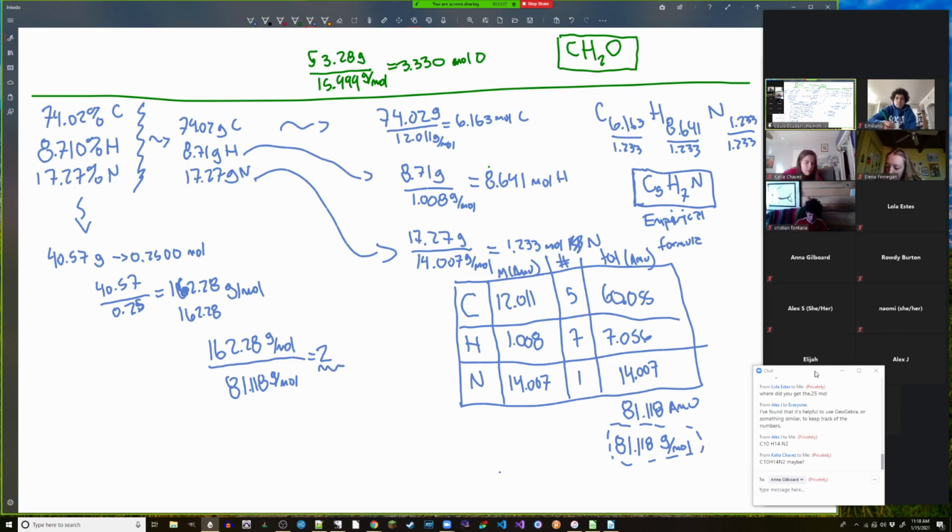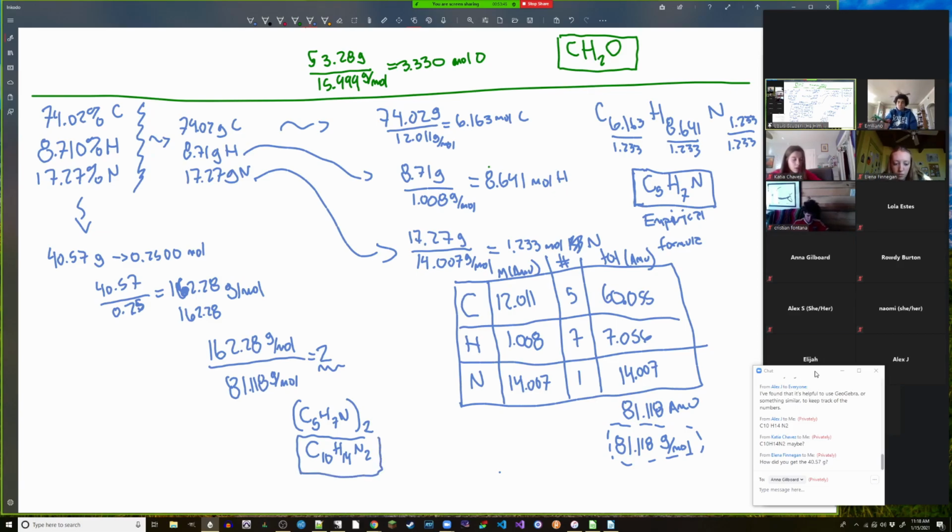And so this number that we just got from doing this division, we go through this formula, and if we want to do it really technically, we put the formula in parentheses, C5H7N, and we multiply by 2. All the numbers in this formula, 5, 7, and then a 1, are going to get multiplied by 2. So we're going to get C10H14N2, and that is our molecule.